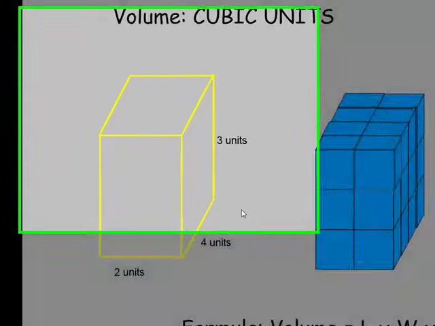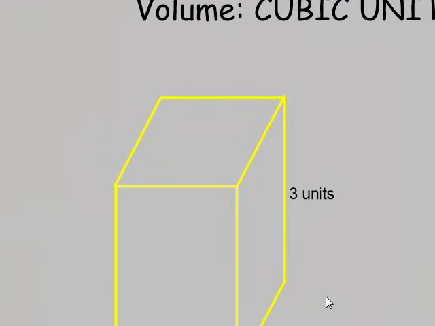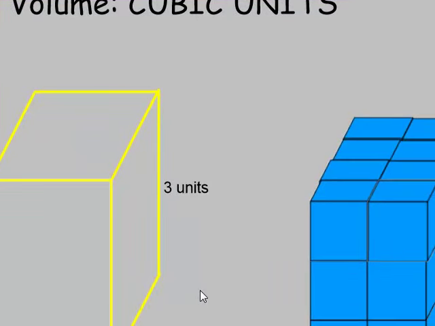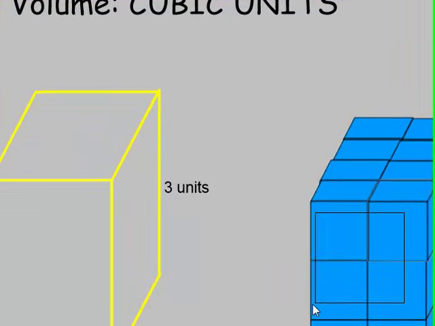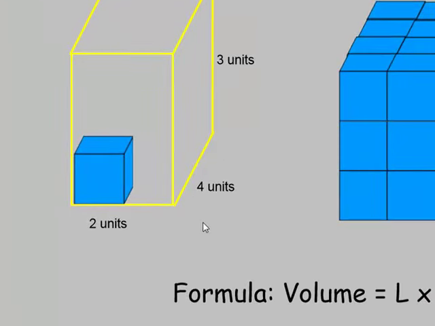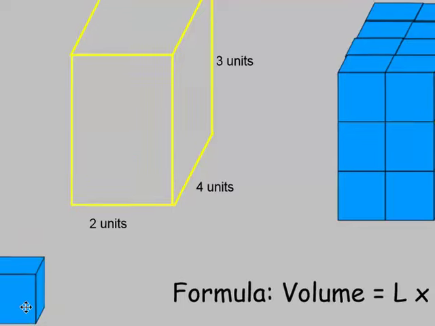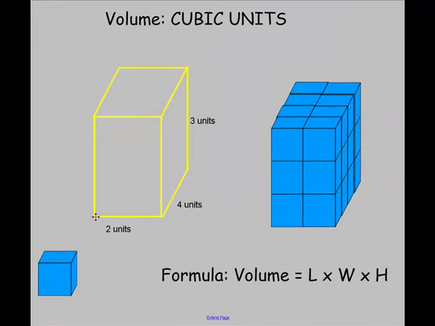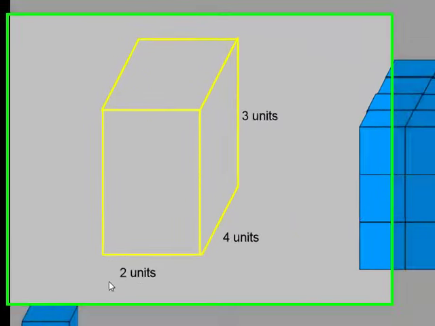Volume is completely different, because with volume I'm not measuring the space inside of a rectangle, I'm measuring the amount of space that a box has inside of it. And in order to measure that, I'd be using unit cubes, or in this case a cube, and I'd want to figure out how many cubes I could fit inside my yellow box.